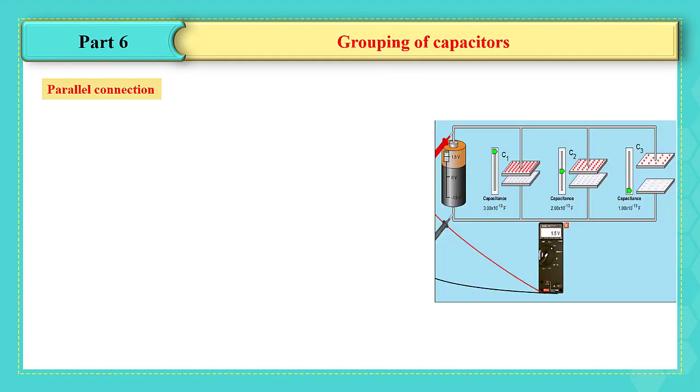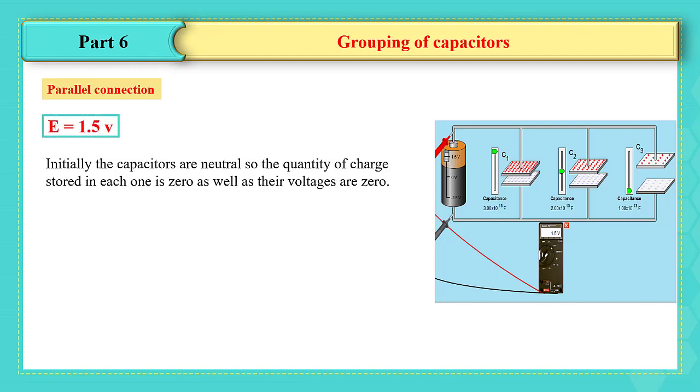In order to know the properties of the capacitors connected in parallel, we are going to perform this experiment where we have three capacitors connected in parallel across a battery. Initially, if the voltage of the battery is equal to 0, then these capacitors having different capacitances will be neutral. Their voltage and the quantity of charge across each one will be equal to 0.